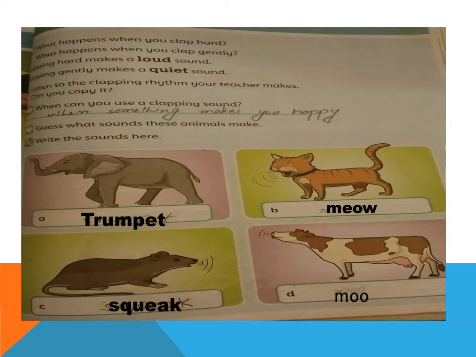Now look at picture number B. Which animal do we have in picture number B? Yes, it's a cat. And we all know the sound of a cat. It's so easy. What is the sound of a cat? Meow. Yes, say with me, everyone. Meow. Now write meow in the white box. What are the spellings of meow? M-E-O-W. Write meow. M-E-O-W. Meow.